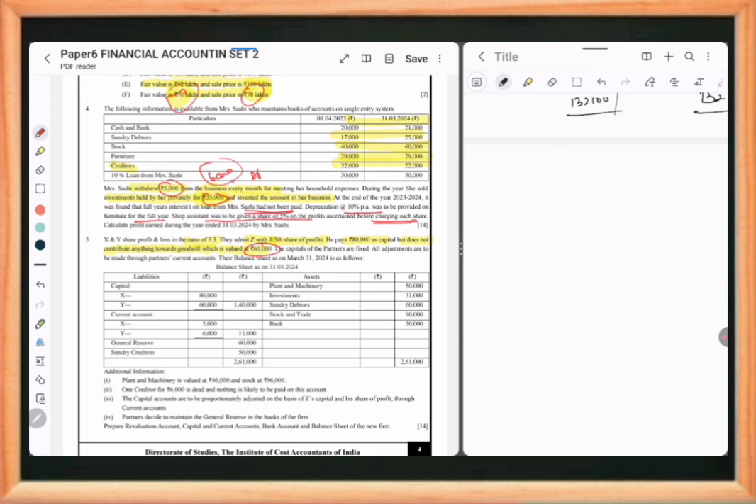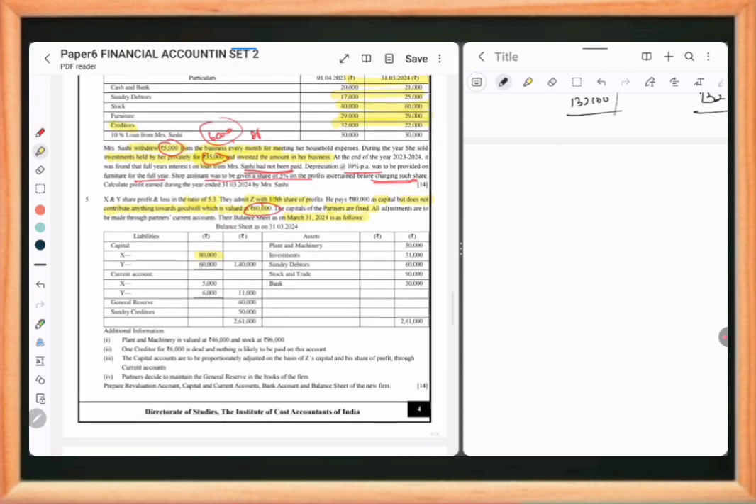X account, Y account will be credited. The capitals of partners are fixed. Here, the capital accounts are not fluctuating capital method. Here, they are following the fixed capital method. Under the fixed capital method, one capital account and then a current account, both accounts are to be maintained. And then the balance sheet as on date, 31st March, is given. So the capital accounts 80,000, 60,000. The total capital is under the fixed capital method.